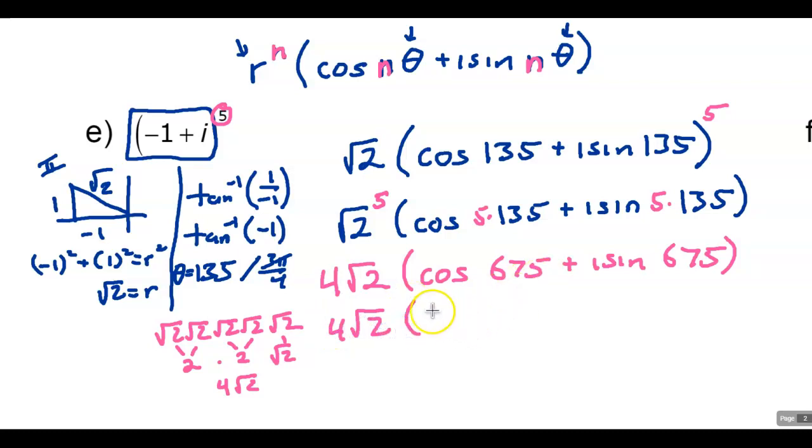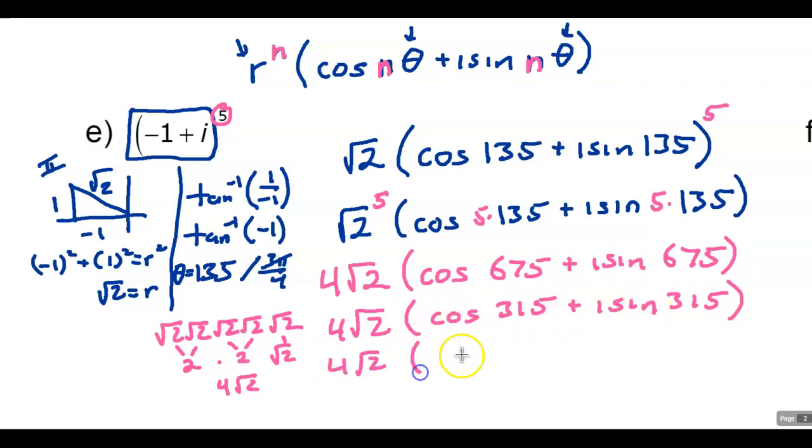So if I subtract 360, that takes us down to 315. That puts us in the fourth quadrant. So cosine of that would be, of course, root 2 over 2. And we're in the fourth quadrant now, so cosine will be positive, sine will be negative. So we have 4 root 2 times root 2 over 2 minus root 2 over 2i.